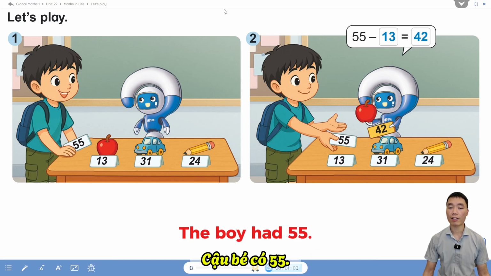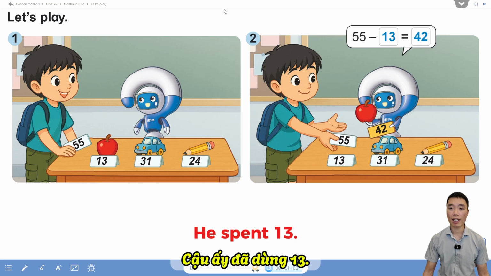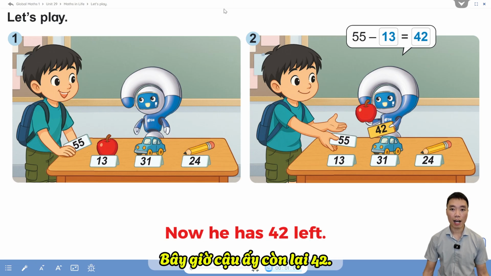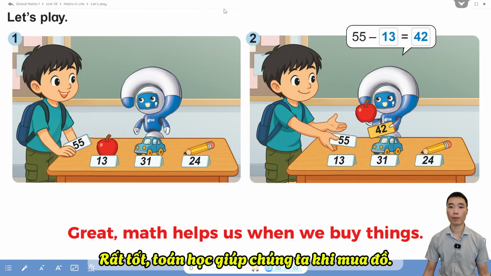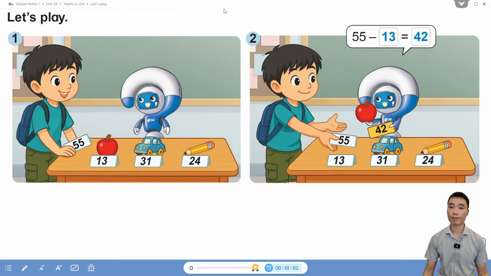The boy had 55. He spent 13. Now he has 42 left. Great! Math helps us when we buy things.